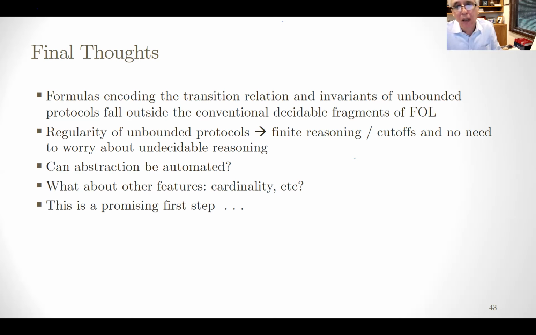So okay, not taking away from this approach, because I think it's amazing, but the current approach is not complete.